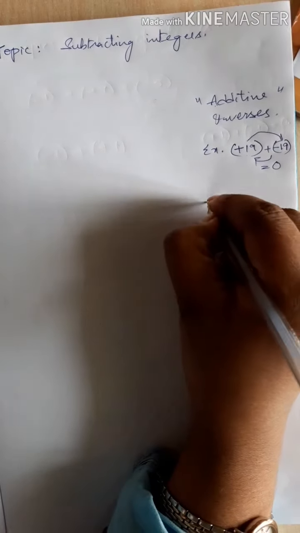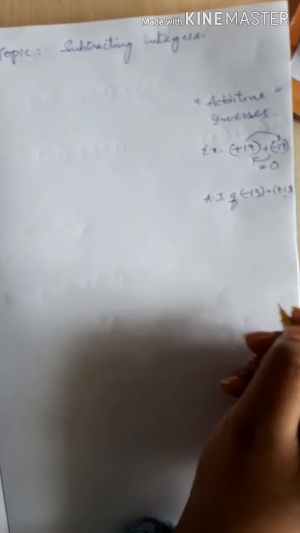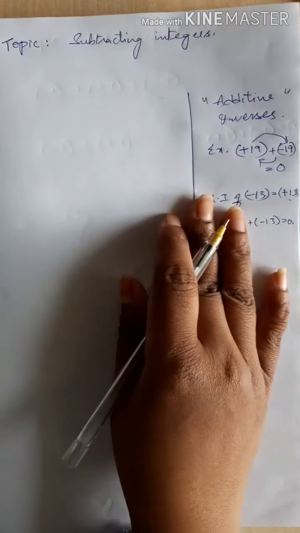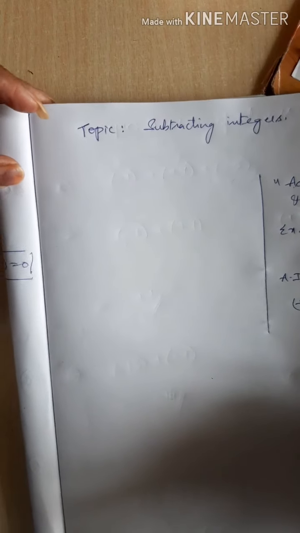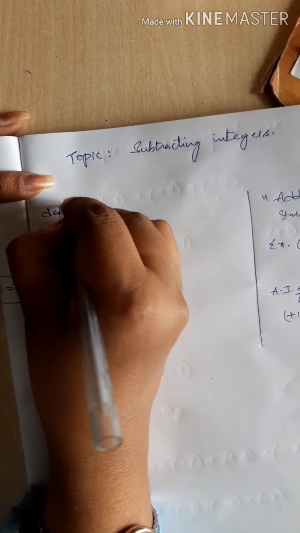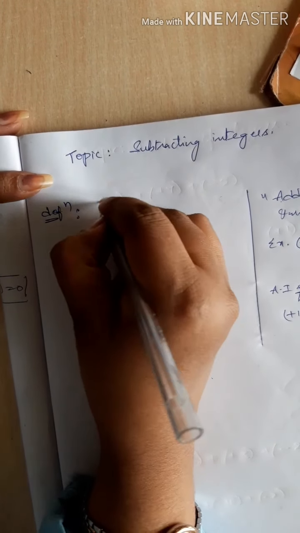Okay. Now the additive inverse of minus 13 is what? Plus 13. Why? Because if you add plus 13 and minus 13 you'll get 0. Clear? We have already discussed this in a previous video. I'm just recollecting that information so that you'll understand how to subtract integers. Now let's take one example. Before that, you need to know the definition of subtraction.